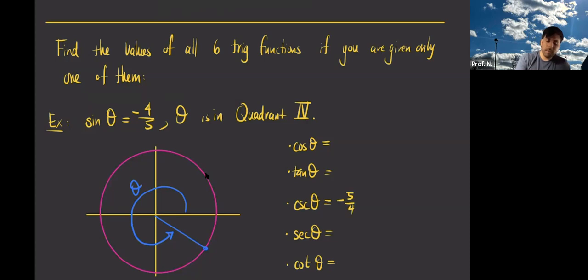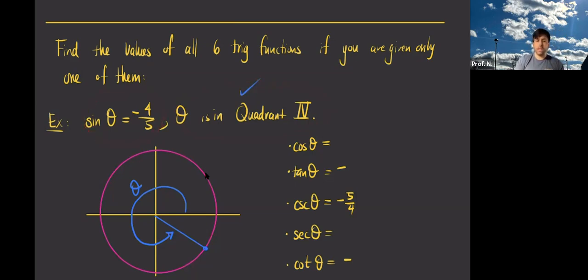Well, what's going to help me is I know that the angle's in quadrant 4. So then what do I know about cosine? Cosine has to be positive in quadrant 4. Tangent has to be what? Negative in quadrant 4 because tangent is only positive in quadrants 1 and 3. Secant has to be positive because that comes from cosine, and cotangent has to be negative. So once I've established that, the quadrant gives me the sign of my value.